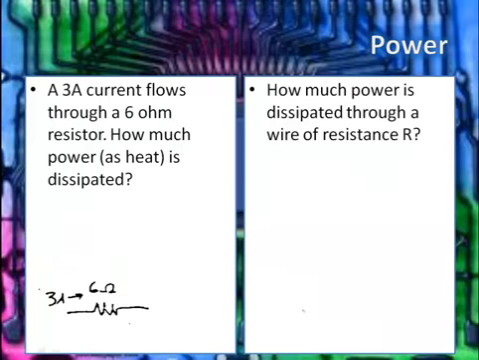So here's another example. Suppose I've got 3 amps running across a 6 ohm resistor. How much power is used? That is, how hot would this resistor get? How much heat is being dissipated?